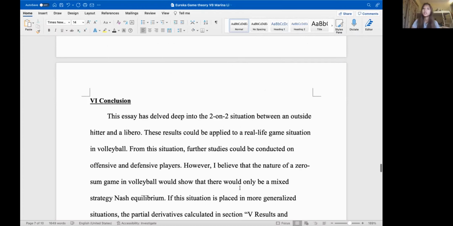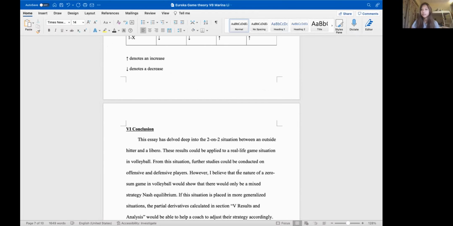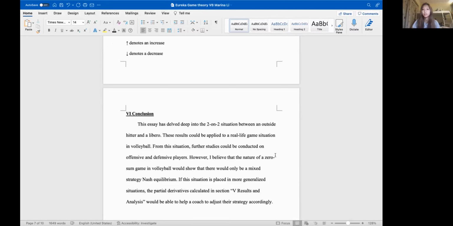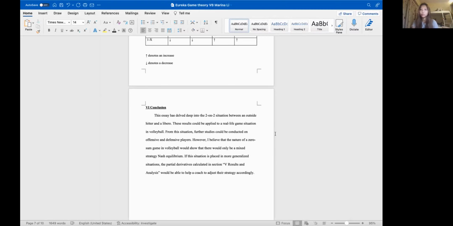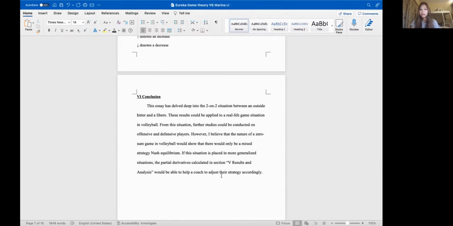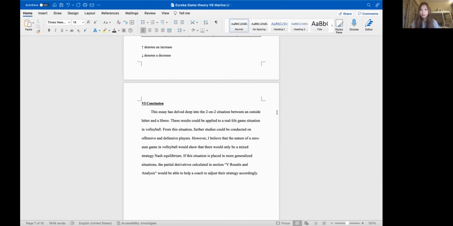So in conclusion, this essay believes that there would be no pure Nash equilibrium present in the volleyball situation constructed, but this is where the mixed strategy Nash equilibrium would be used. And coaches could really benefit a lot if this were implemented in games.